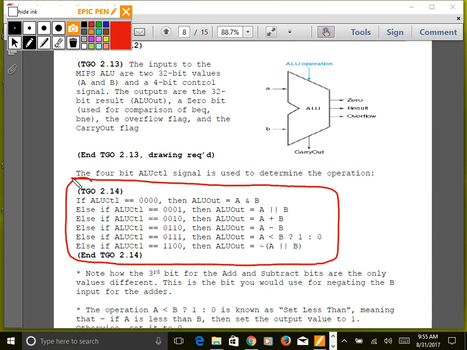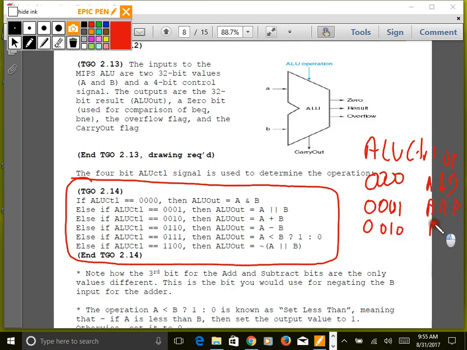People have done this in different ways. You can either have an if-else statement. Some people do truth tables. So if you say input ALU control, then you can have the operation. You could say 0, 0, 0, 0, A and B; 0, 0, 0, 1, it's going to be A or B; 0, 0, 1, 0 is going to be A plus B. In this case, 0, 1, 1, 0 is going to be A minus B.